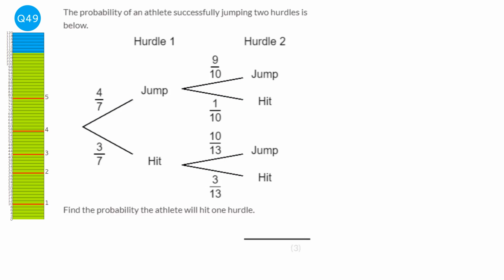There are two outcomes that will end up with the athlete hitting one hurdle, and that will be jump then hit here, and hit then jump here. If they jump both hurdles, or if they hit both hurdles, that's not them hitting one hurdle. So to work out the probability of ending up with jump and then hit, we're just going to multiply those two probabilities together. So 4 over 7 times 1 over 10 should be 4 over 70.